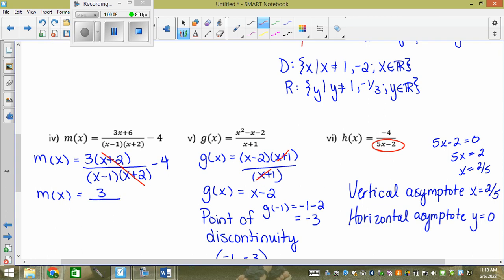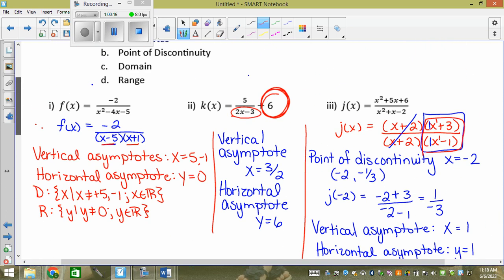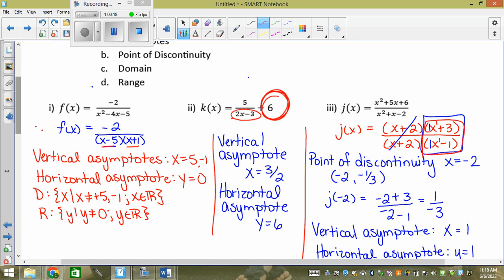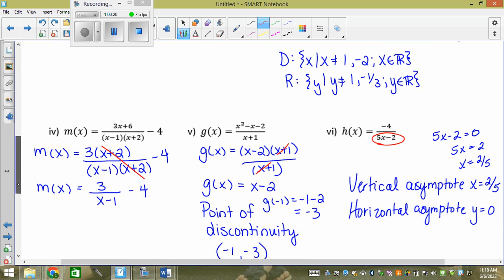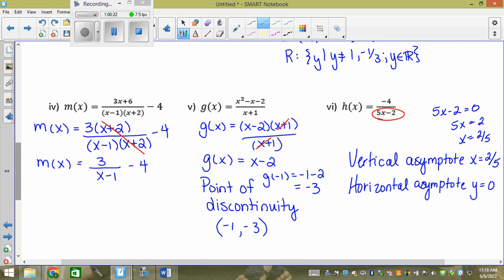What is this? That's a rational in transformed form, correct? This looks exactly like this did. Now it's exactly that. It's the same thing. So I'm going to deal with the point of discontinuity in a second. I'm going to let that go. I want, what are my asymptotes for this one?